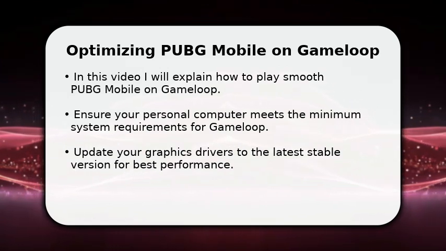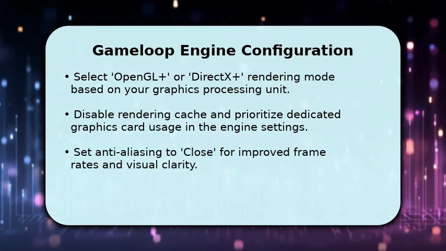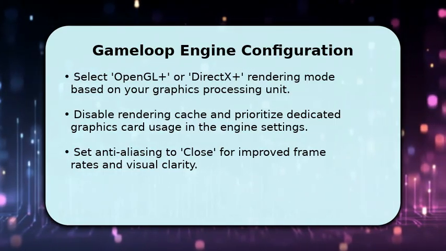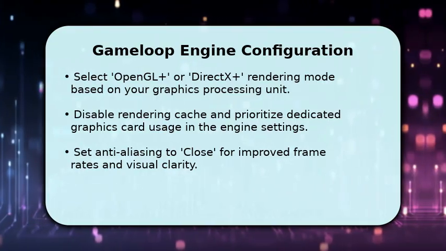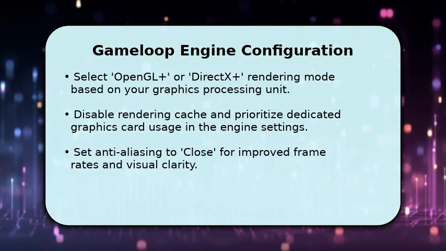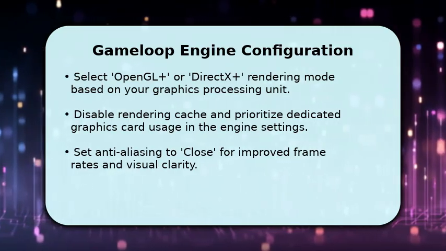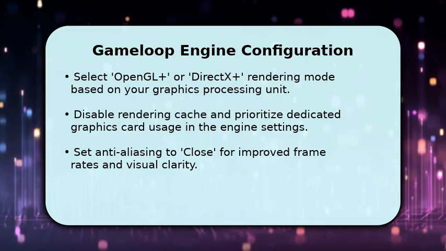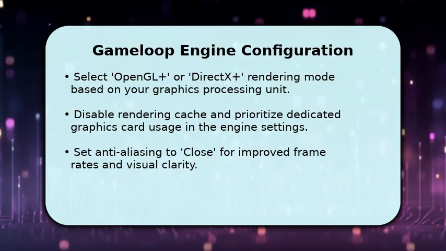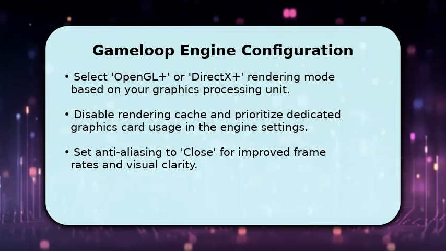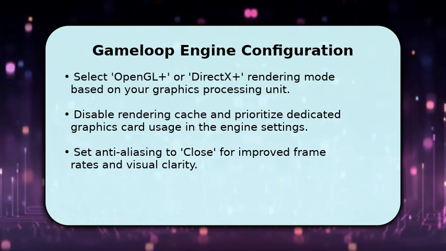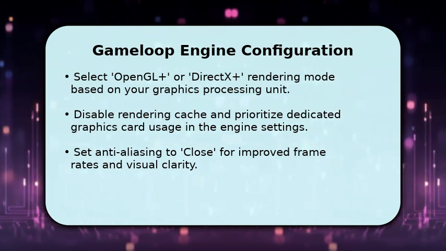from the start. Next, let's dive into Gameloop's engine settings. You should select either OpenGL Plus or DirectX Plus rendering mode, depending on your graphics processing unit. It's highly recommended to disable the rendering cache and ensure your dedicated graphics card is prioritized. For a significant boost in frame rates, set anti-aliasing to close. Also, consider a resolution of 1920 by 1080 pixels or lower for a smoother visual experience.